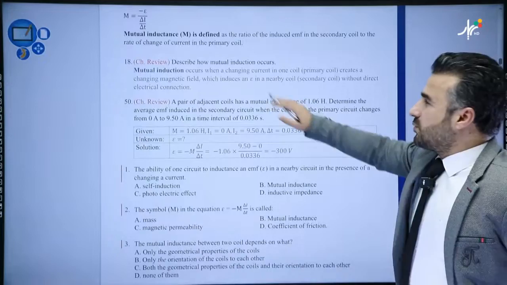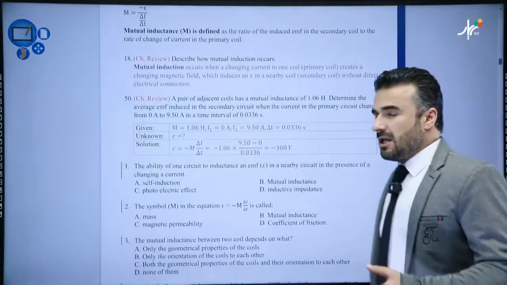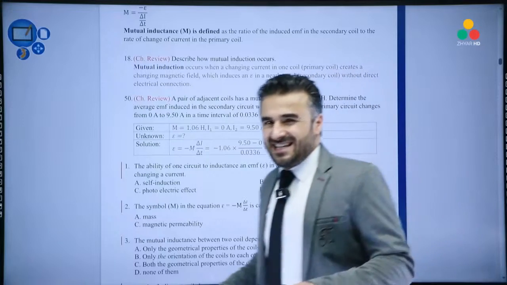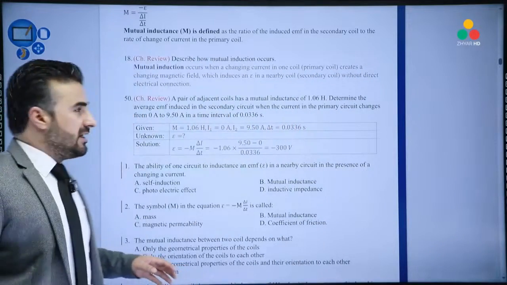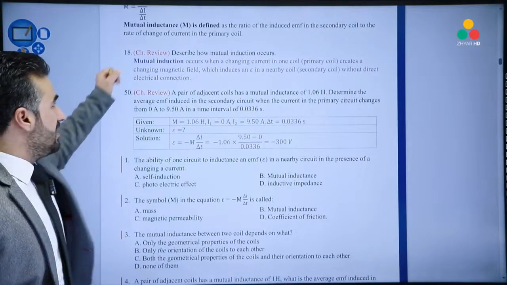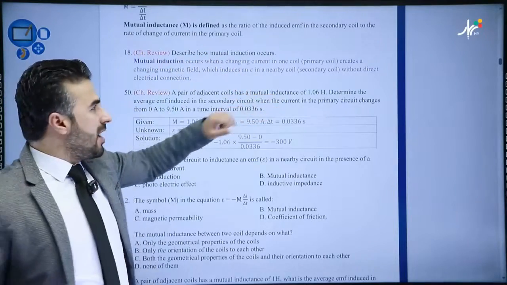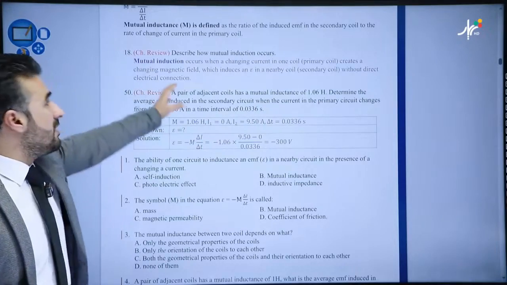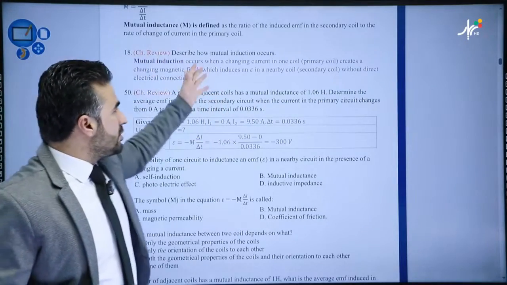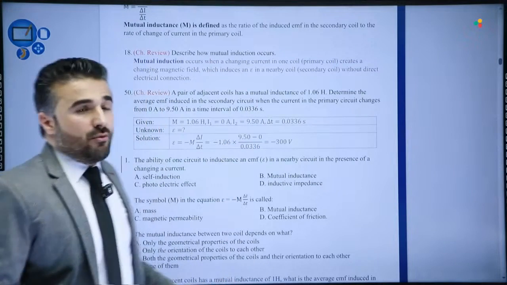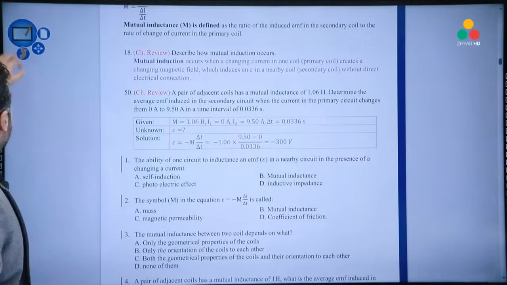Okay, and of course we stopped right here. We said describe how mutual induction occurs. So far, I hope you have an idea how mutual induction or inductance occurs. We can say mutual induction occurs when there is a change in the current in one coil, that is mainly the primary coil, which creates a change in the magnetic flux, and which induces an electromotive force in the nearby secondary coil without a direct electrical conduction.